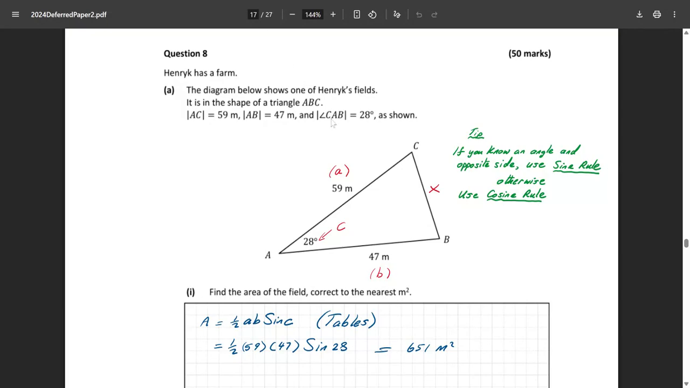So we're given this triangle here in part A, and we're told that some of the lengths, 59, 47, and that angle in there is 28. And the first part is very straightforward. Find the area of this field. So this is a triangular field.